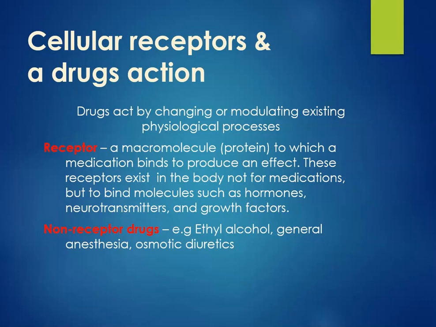Non-receptor drugs are things that tend to just pass across the tissues or take advantage of something like osmosis. And good examples of that are general anesthesia and osmotic diuretics. But for the most part, most of our drugs work by receptors. Morphine works by attaching to the kappa and mu receptors in your brain, as an example.